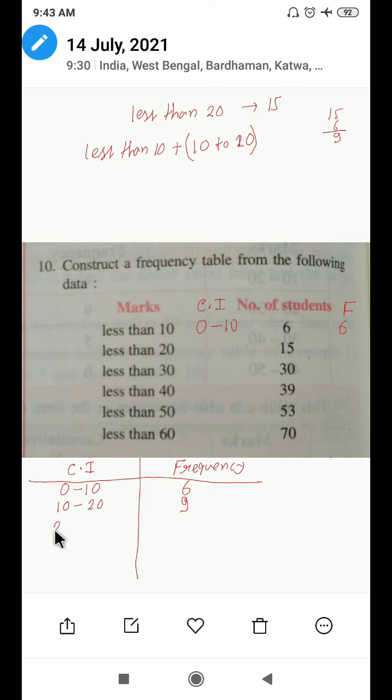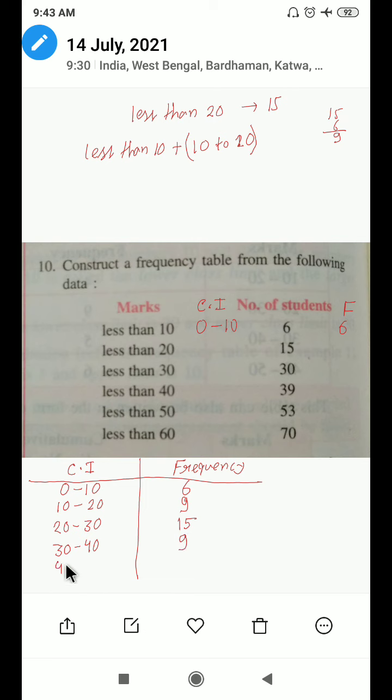Now 20 to 30. So how to find out the 20 to 30 frequency? Whenever you want to find the 20 to 30 frequency, you have to subtract the less than 20 frequency from the less than 30 frequency. So you get 30 minus 15, it will be nothing but 15. Now 30 to 40. So how to find the 30 to 40 frequency? You have to subtract the less than 30 frequency from the less than 40 frequency. It will be 9.